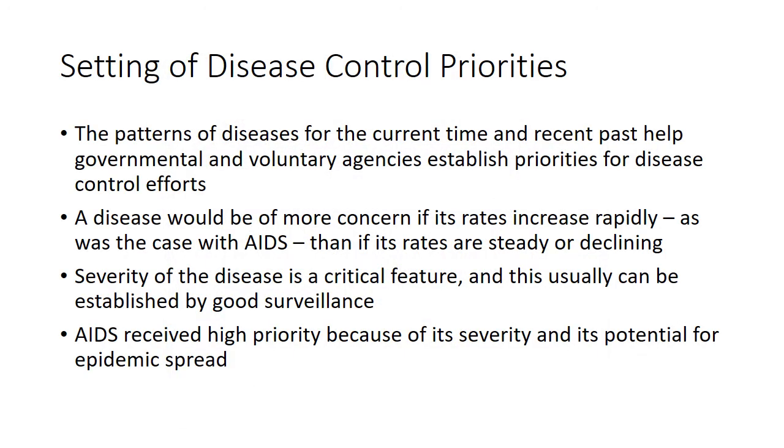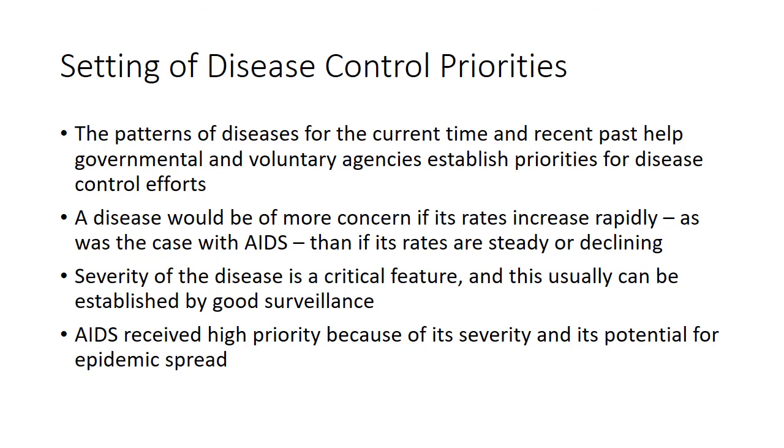So looking at the trends for disease helps set priorities for especially governmental agencies and voluntary agencies to devote time, money, people power, things like that. It's things that are more severe, or things that are increasing in rates very rapidly. Think for instance of AIDS, back when that was being recognized as a big problem. They tend to get a lot more concerned, especially with things like media portrayal. The bigger the public perception of the problem, the more likely it is to get a lot of research money thrown at it, versus if the rates are pretty steady or they're declining.